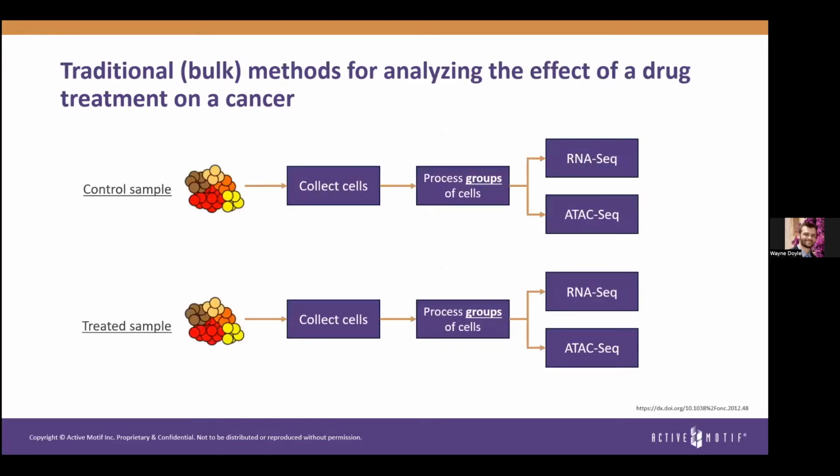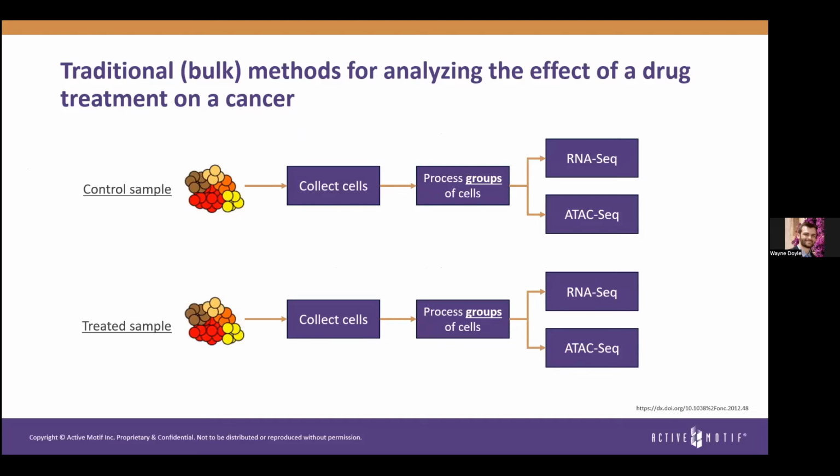To start, I'm showing how we would traditionally answer this question. This is an experimental design in which we have a control sample and a treated sample that we've given some type of drug. And then traditionally, we would do what are called bulk assays. This is your traditional RNA sequencing, and your traditional ATAC sequencing to look at chromatin accessibility.